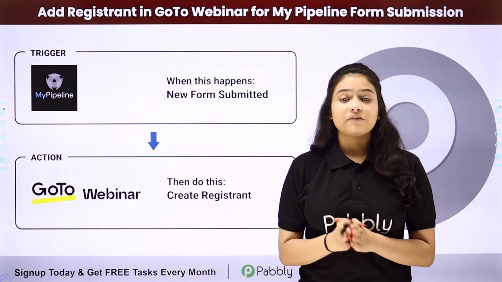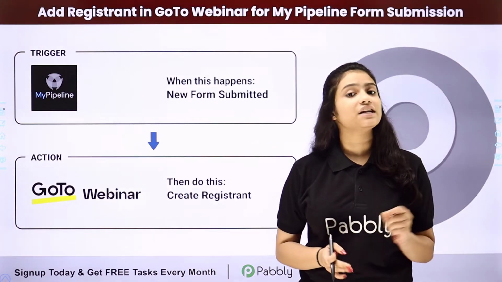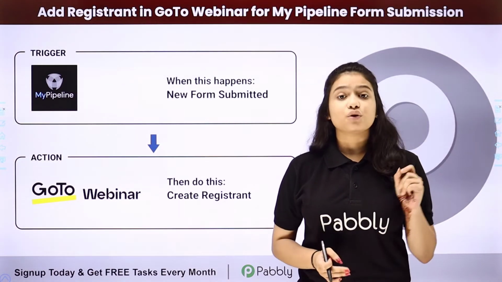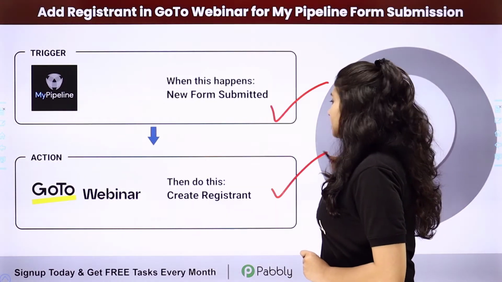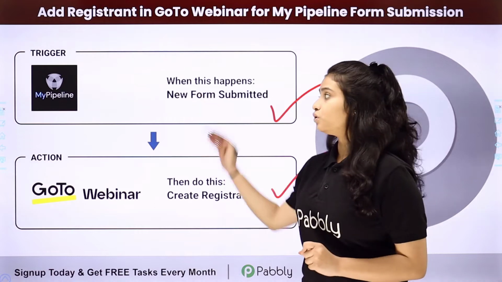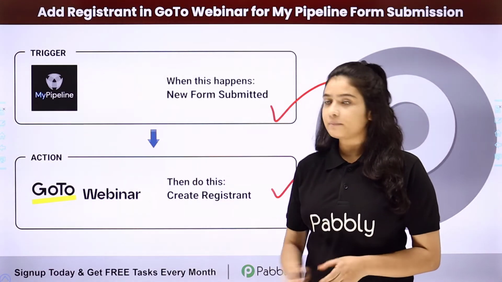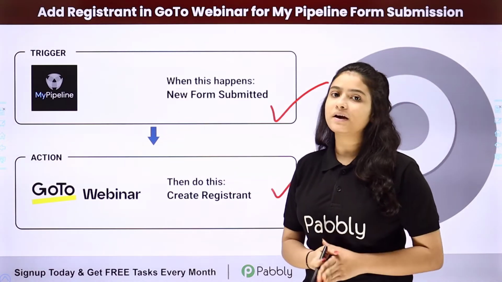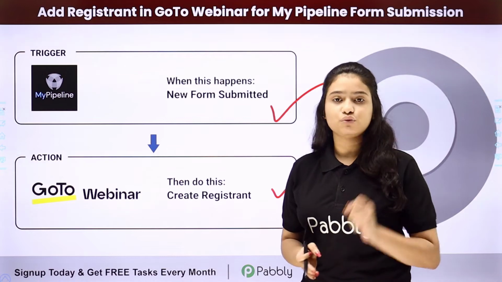And because they do not have any kind of native integration between them, therefore we are going to use an integration software, Pabbly Connect here. So what we are going to do, we have MyPipeline in our trigger and we have GoTo Webinar in our action. So we will be connecting both of them by using Pabbly Connect in such a way that whenever a new form will be submitted in MyPipeline, automatically by using the same details of that form, a new registrant will be created in GoTo Webinar.